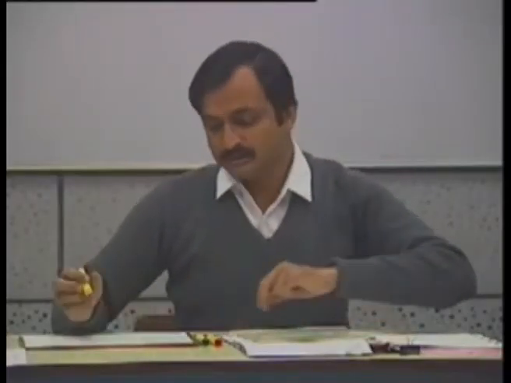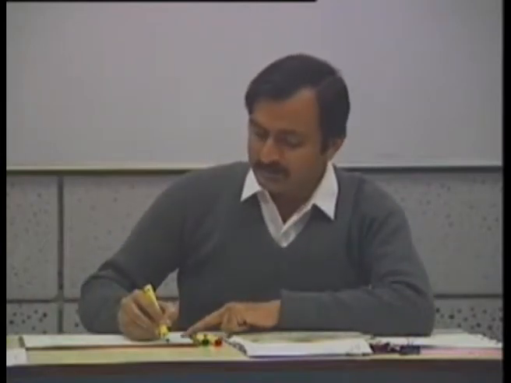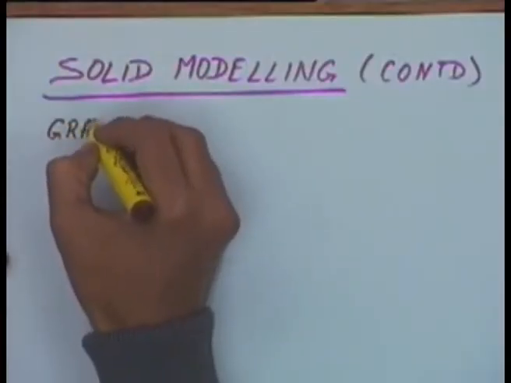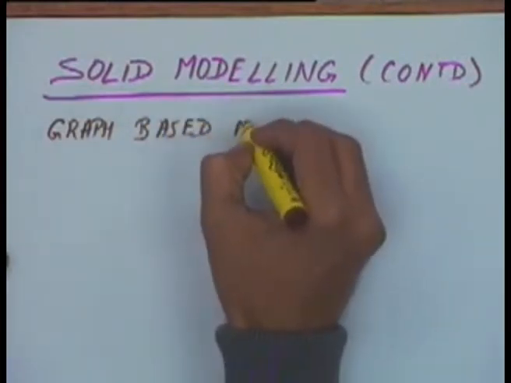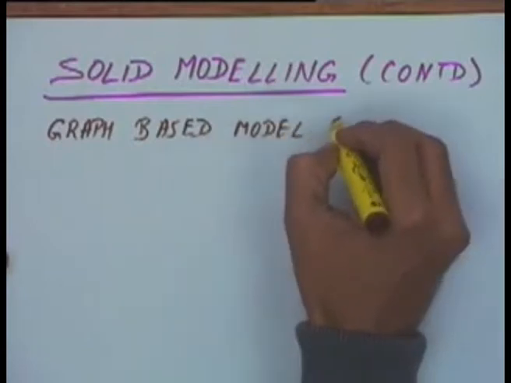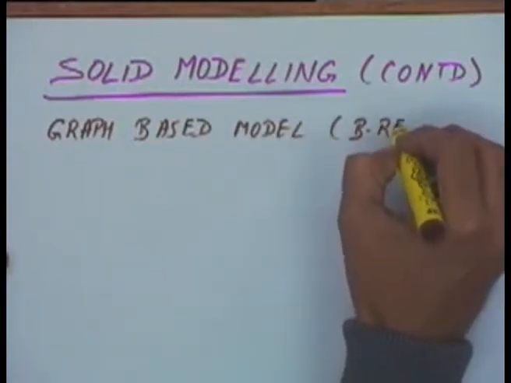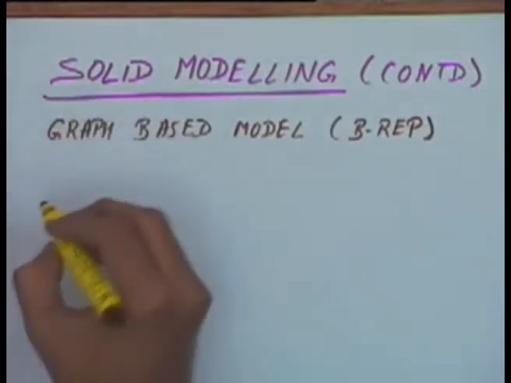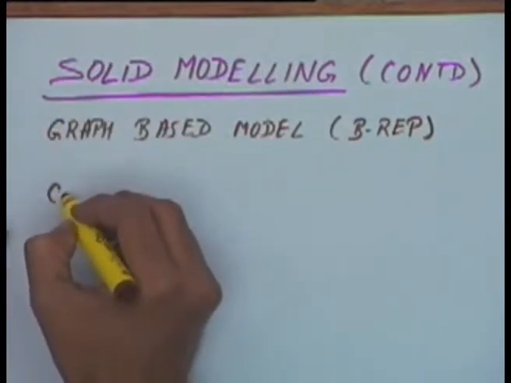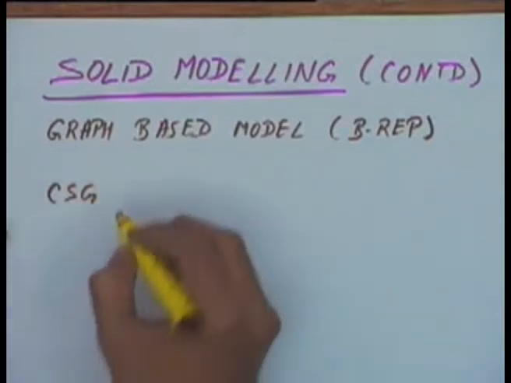Last class we had seen two different methods of modeling solids. The first method was a graph based model, one specific case of which is a BREP model, and the second type of model that we had seen was a CSG model, or a constructive solid geometry model.